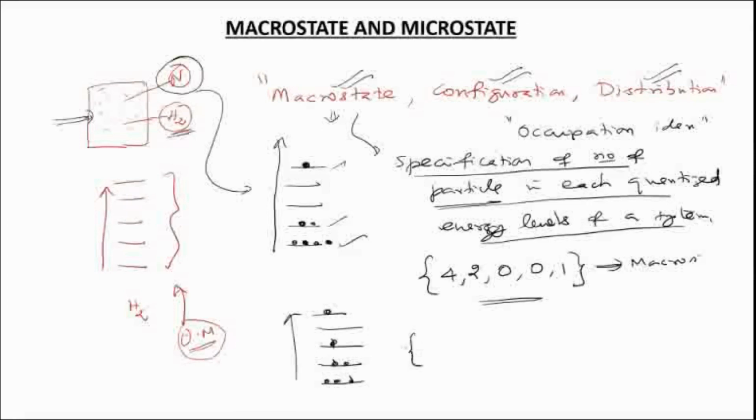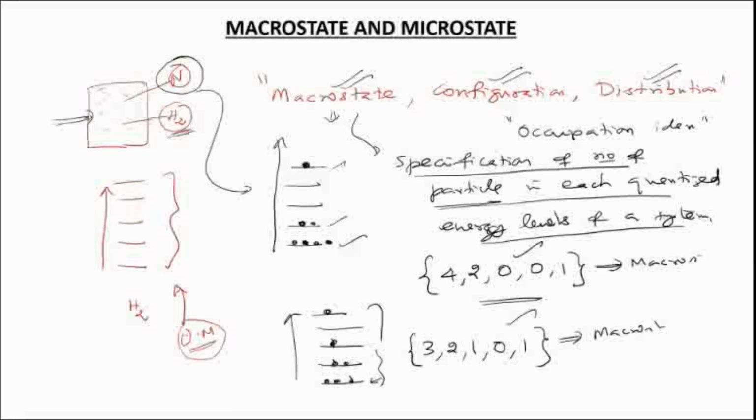What is the occupation index? In the ground level we have 3 particles, next level 2 particles, next level 1, the 4th level is empty, and in the 5th level we have 1 particle. This is the occupation index for this distribution, so this is another macrostate. These macrostates are not the same, because the occupation indices are different. If 2 different distributions have different occupation indices, then we say these are 2 different macrostates. So try to understand what is meant by macrostate.